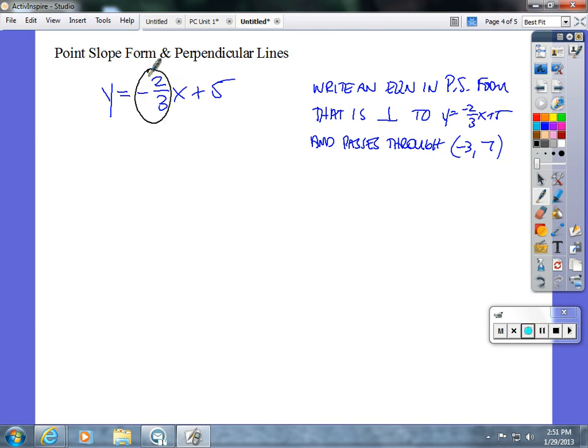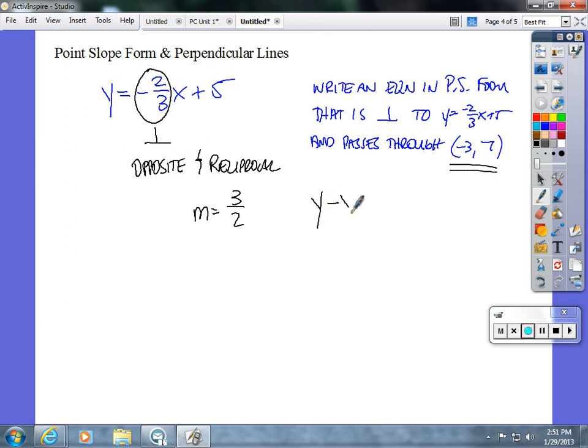So if I'm going to do that, first of all, the only thing I need from this is the slope. And I'm looking for perpendicular to that. So I get the opposite and reciprocal. So my slope is going to be 3/2 and positive. And it has to pass through the point negative 3, 7.